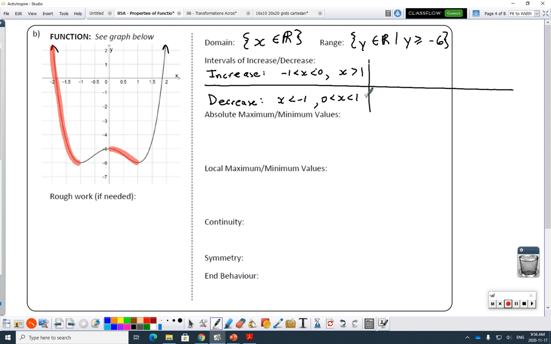The other notation, you'd go negative infinity to 0 and 1 to... not negative infinity to 0, that's not right. Negative 1 to 0 and 1 to infinity. And decrease, you'd go negative infinity to negative 1 and 0 to 1. Again, you got your choice between those two notations, whichever one you find easier to work with.